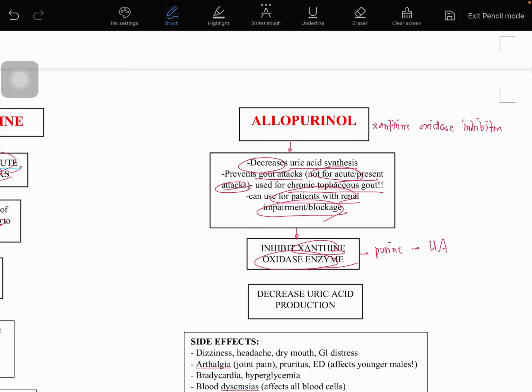Bakit ka nagkakaroon ng gouty arthritis? So, binablock niya po yung mismong action or function ng ating xanthine oxidase enzyme. Ngayon, pag na-block mo yung mismong action ng ating xanthine oxidase enzyme natin, magkakaroon ka pa ba ng accumulation or increase of your uric acid serum level?